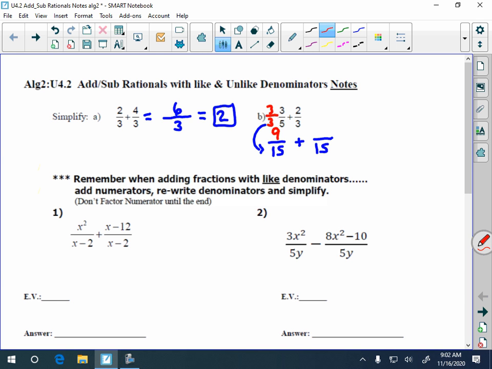And then 2/3, we have to ask ourselves, what do we have to multiply 3 by to make it a 15? Well, we're going to multiply by 5. So we multiply the top and the bottom by 5. 2 times 5 gives us 10, and 3 times 5 is 15, and 10/15 is the same as 2/3. Now that we have the denominators the same, we can carry those across, just like the other one, and then add the numerators. So that's 19. And then again, we want to try to simplify if we can, but this doesn't simplify.